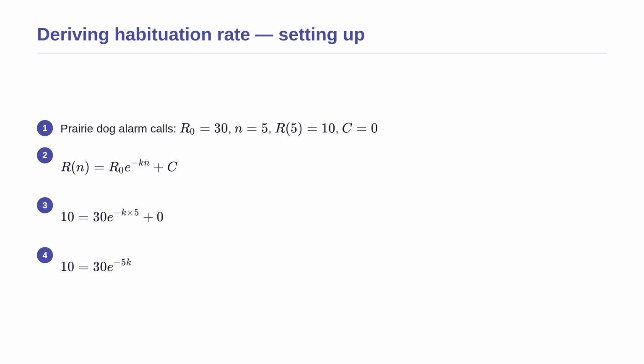We're working backward here. We start with our standard habituation formula. Since the baseline, C, is 0, it drops out. We substitute the final response with 10, the initial response with 30, and the number of trials with 5. This sets up our equation to isolate the exponential term.